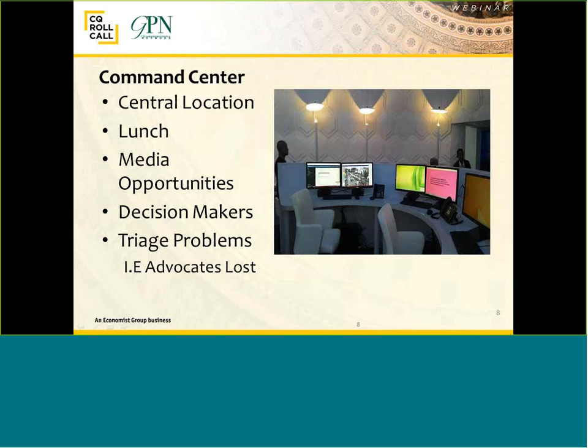So the other thing that is important to have is a command center, a central location where there are opportunities for advocates to get lunch or rest a little bit between meetings, where you can triage problems, have your decision makers and your executive team present, have stations for media opportunities, and just a general place to triage any problems. If an advocate's lost, you can send a team out to find them on the Hill, but having a central location with phones, with internet access, with water and supplies like that is very important to have.